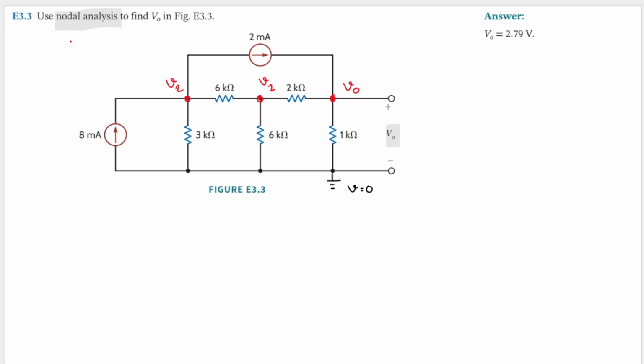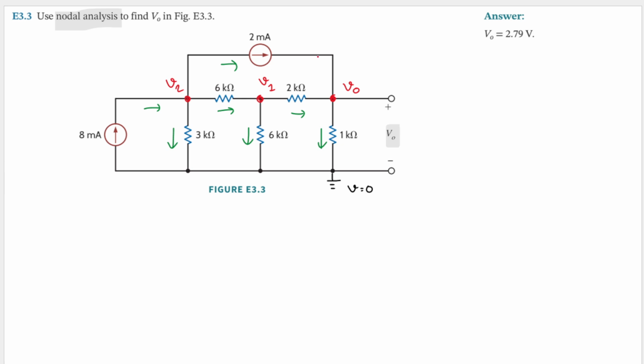Good, now let's assume the direction of the current. For the branch that has a current source, I just follow the direction of the arrow, right? This is going up and eventually it will turn and go to the right. And then we will have this current source here, which is going to the right. And for the rest, I just assume arbitrarily. Usually, I just use the vertical one going down like this, and then the horizontal one going to the right. Okay. And now we can just use KCL to find the equation for each node.